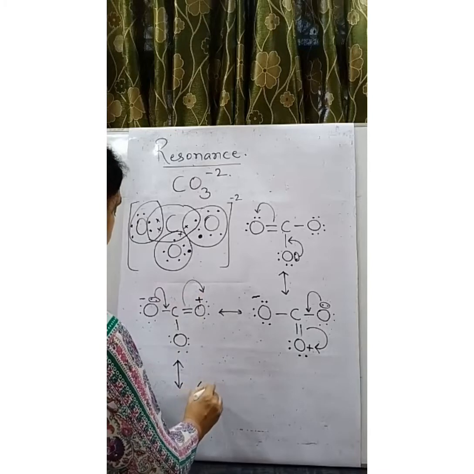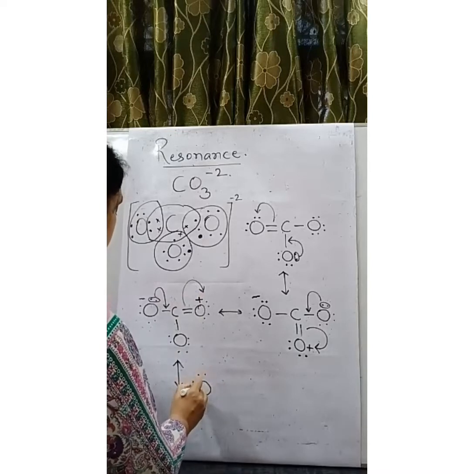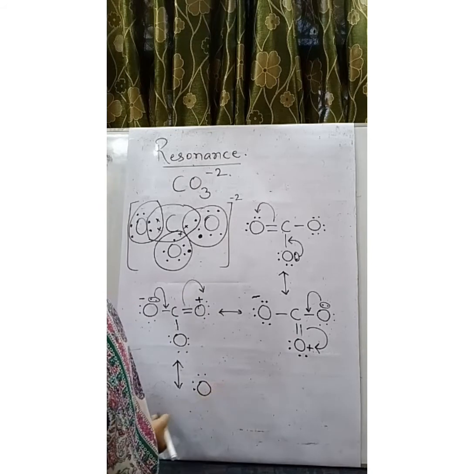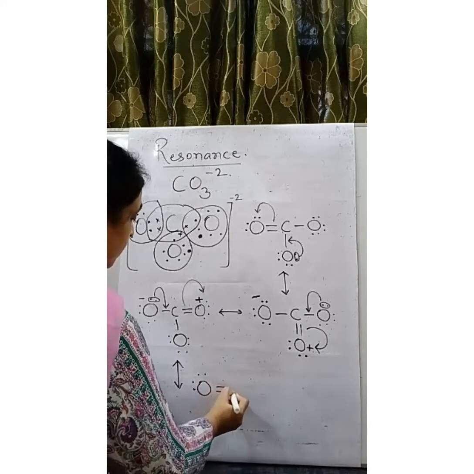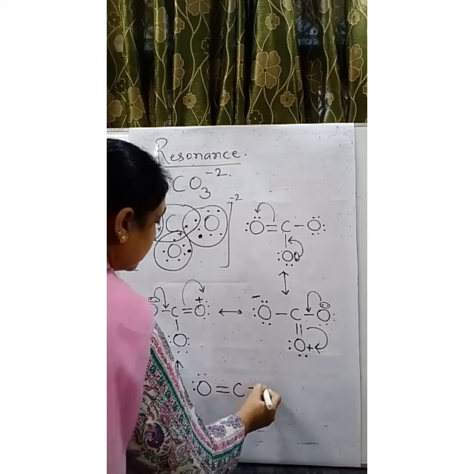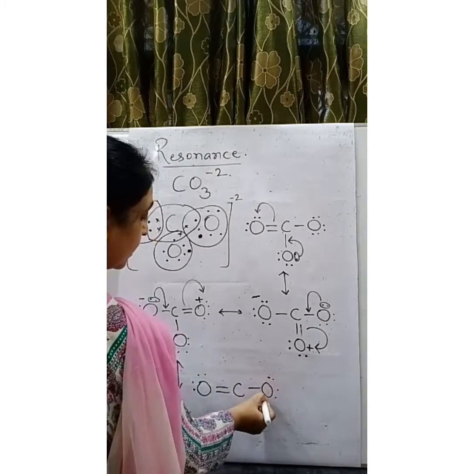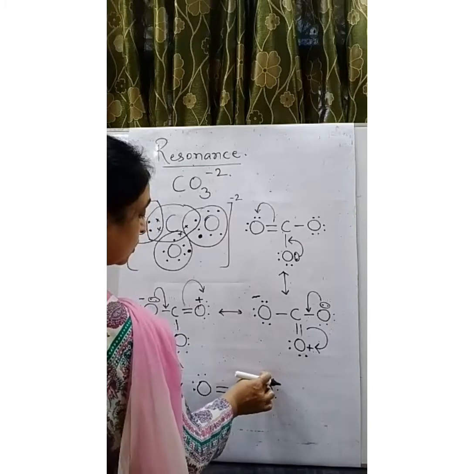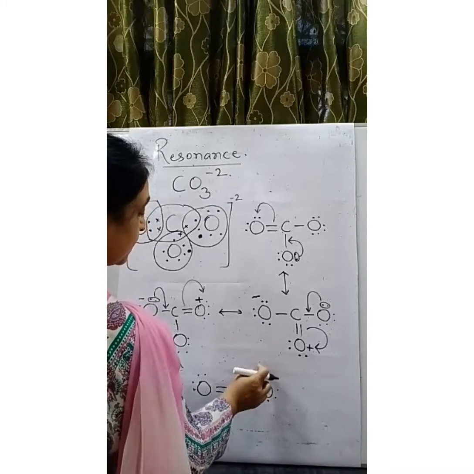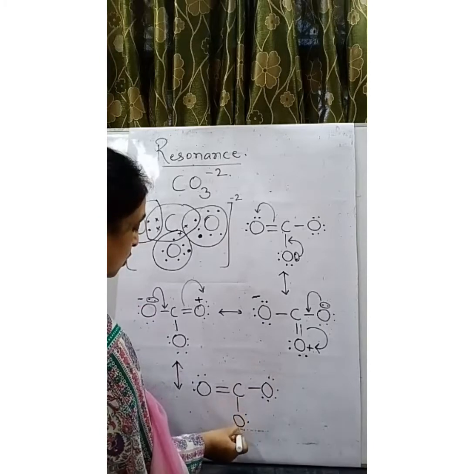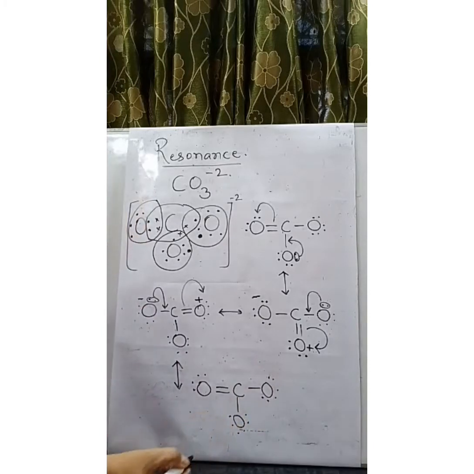So we are again having the structure from where we started. Now the negative sign will disappear because the electron pair is moving away. Double bond, carbon, single bond, oxygen. 1, 2, 3, 4 were already there, 2 more formed. So the positive charge also disappears, and O. So these are the resonating structures of carbonate ion.